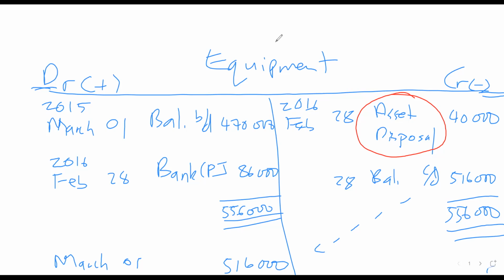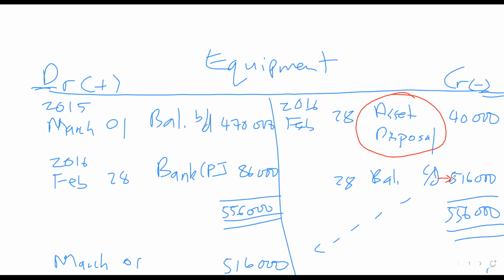All right. Remember, the equipment at the very beginning was valued at 470K, right? Yes. And we bought some new equipment to the value of 86,000, right? Yes. And then at the end of the year, we are told that the value of all the equipment that is remaining is how much? 516,000, right? Yes. And we know that the debit side and the credit side should balance.